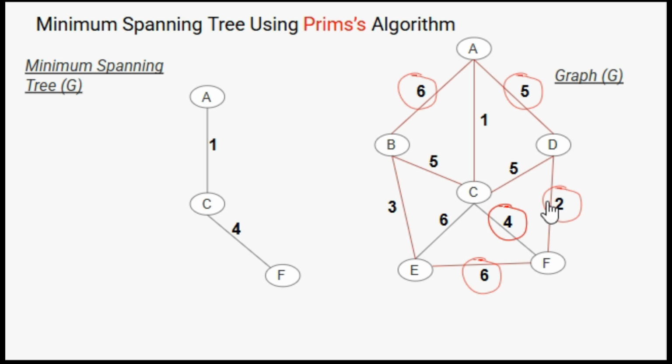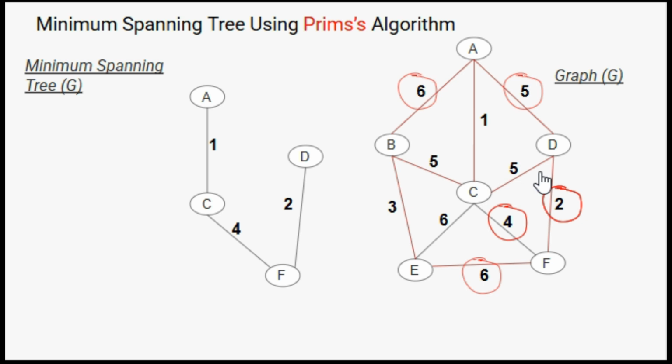So if I look at all the edges out of A, C and F, as we can see from F to E, there is an edge that is costing us 6. This edge is costing us 4 that we have already chosen, and this edge is costing us 2. So definitely we are going to make a choice of that edge which is costing us the minimum, that is 2. So we are going to make a choice of 2, that is from F to D.